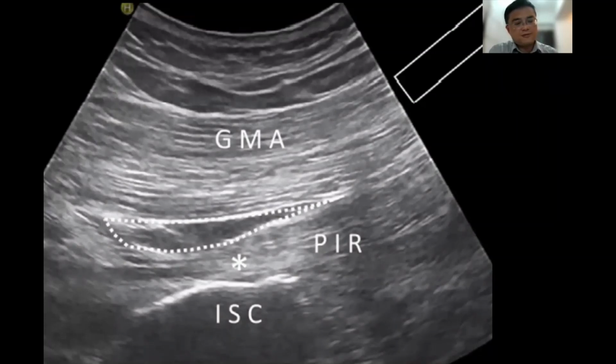So this is not an effusion, because if you use dynamic imaging and ask the patient to externally and internally rotate the hip, you can find this hypoechoic region is not compressible, and it would move with the piriformis. So this is the fat pad instead of effusion.